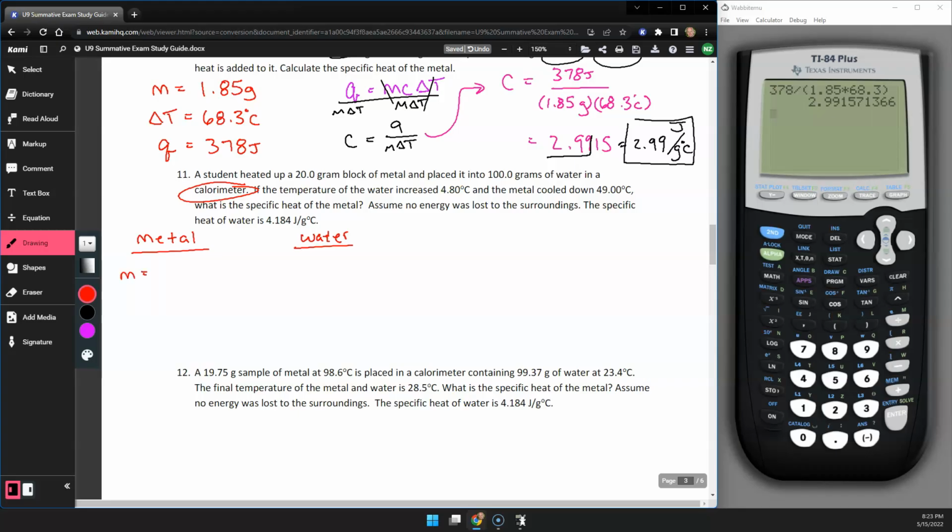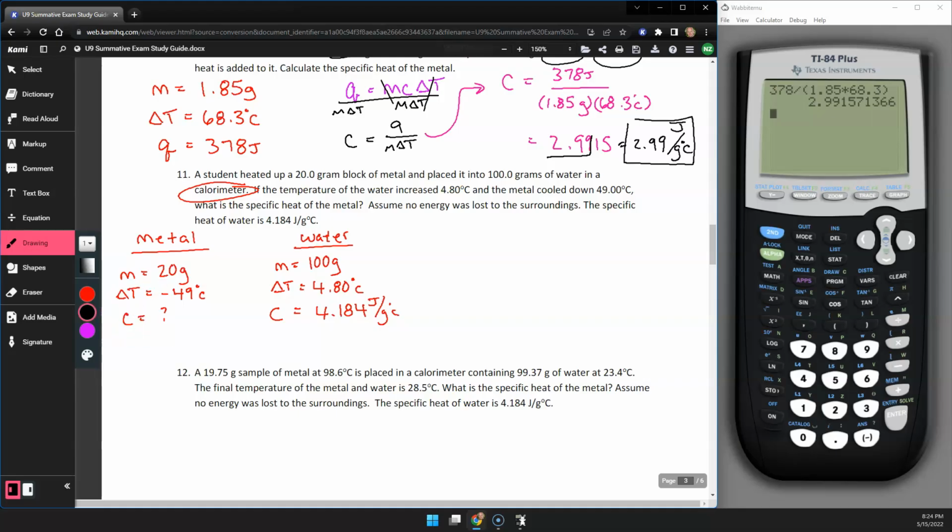Okay, so the mass of our metal is 20 grams. It's placed into 100 grams of water in a calorimeter. If the temperature of the water increased, so that's going to be our delta T, 4.80 degrees Celsius, and the metal cooled down 49 degrees Celsius. So it's cooling down, so it's going to be negative 49 degrees Celsius. What is the specific heat of the metal? So we don't know our C value. And for water, it gives us a specific heat value of 4.184 joules over grams degrees Celsius.